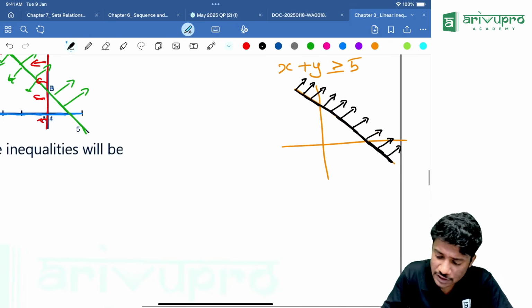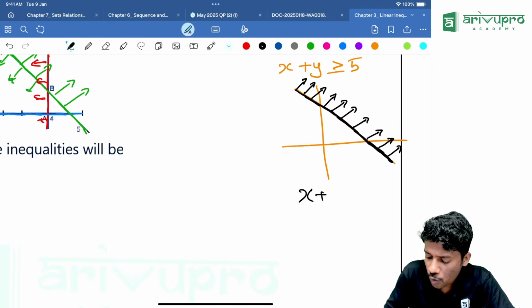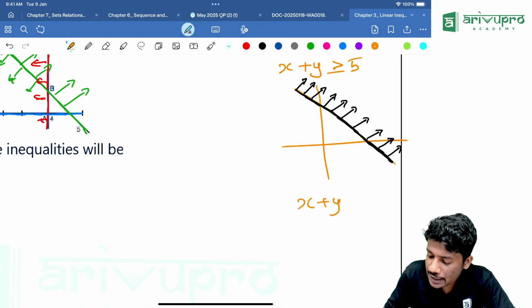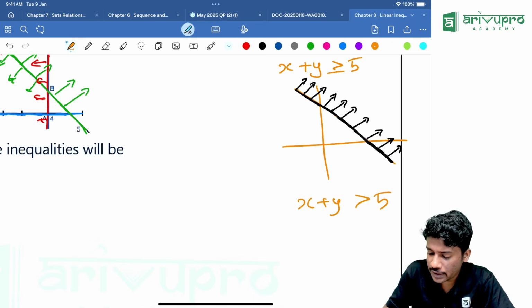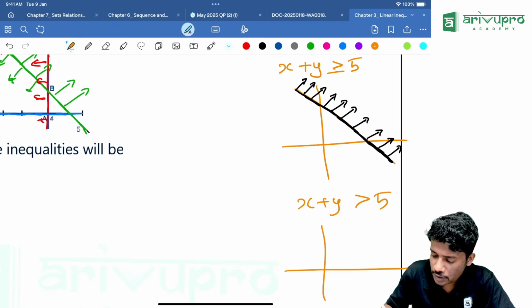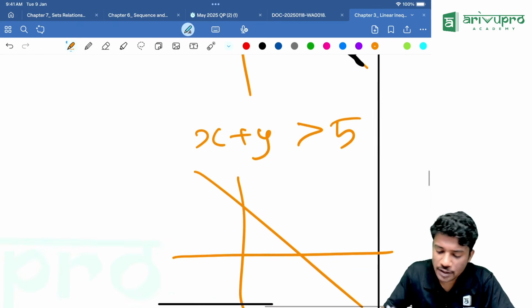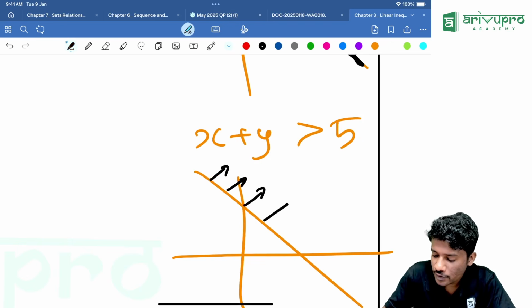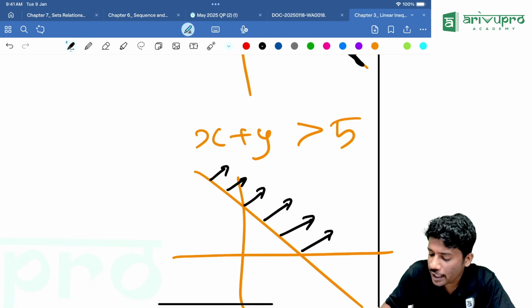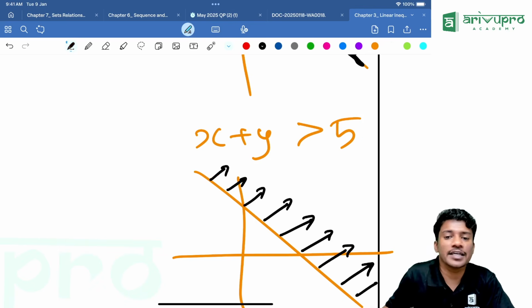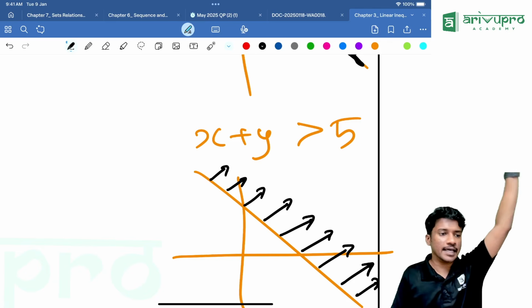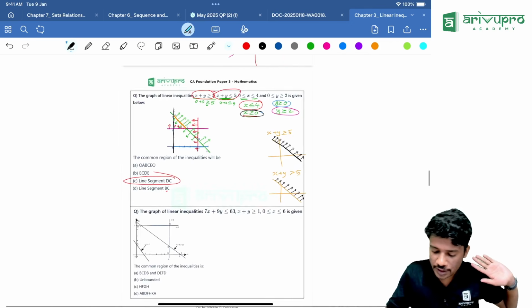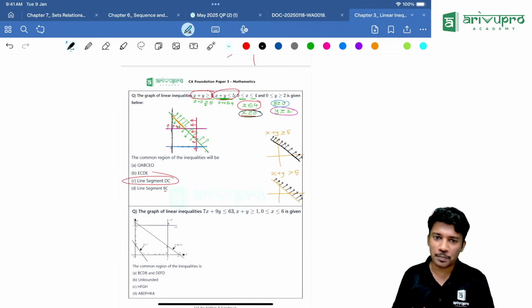Now, if it is like this, x plus y greater than 5. What do you mean by that? The graph will be like this, but the problem is that the line segment won't be included. Only the area above the line segment will be included. Is that clear? Yes, everyone, is that clear? Sahana, is that clear? Yes. So that is one meaning of that part.